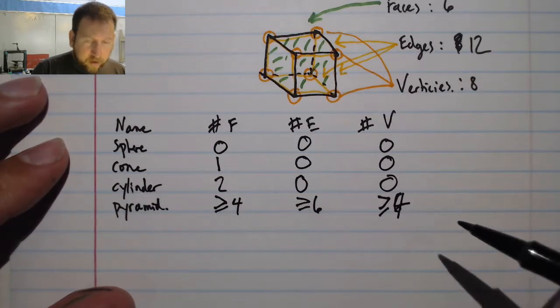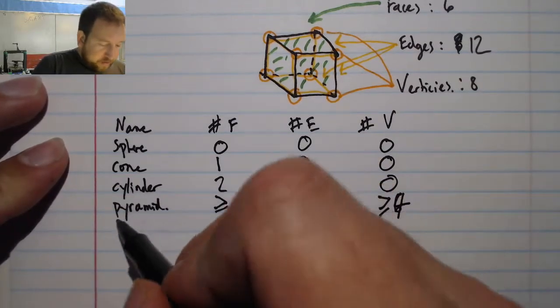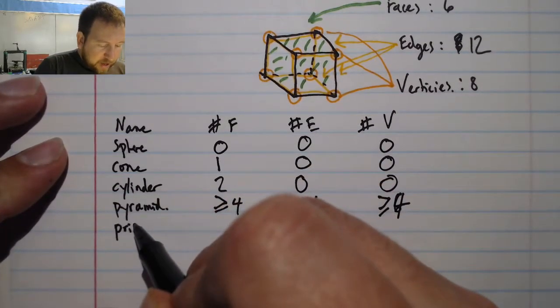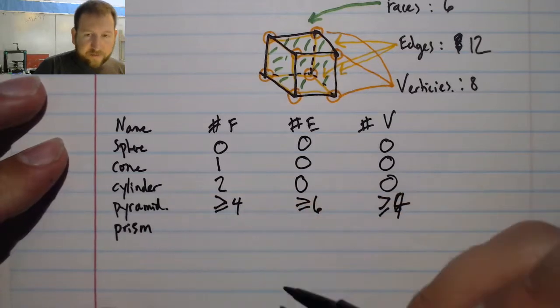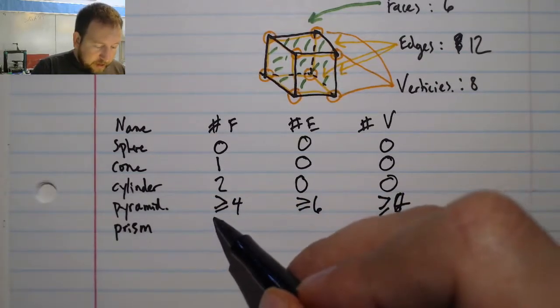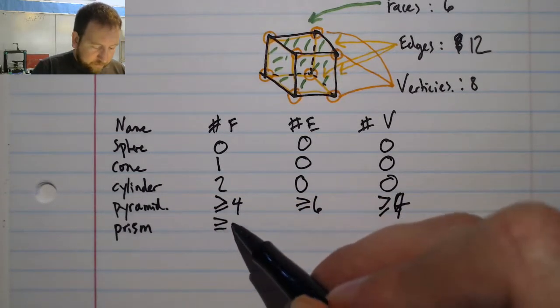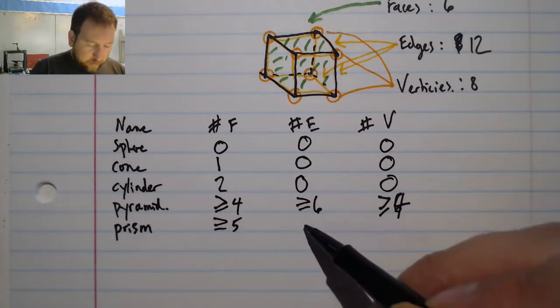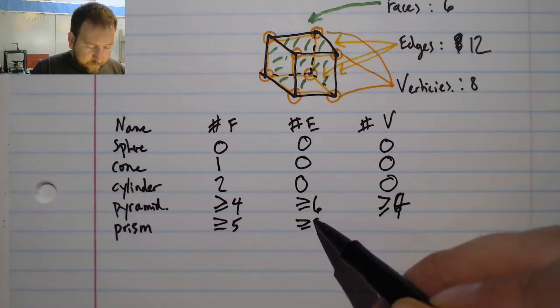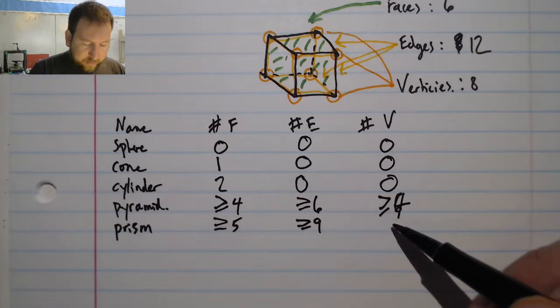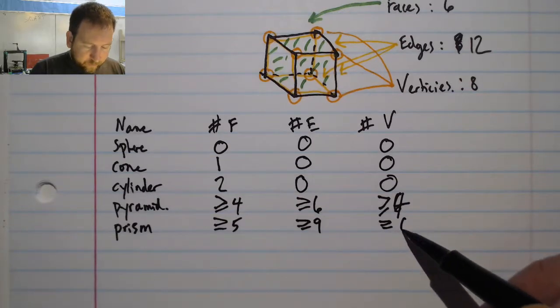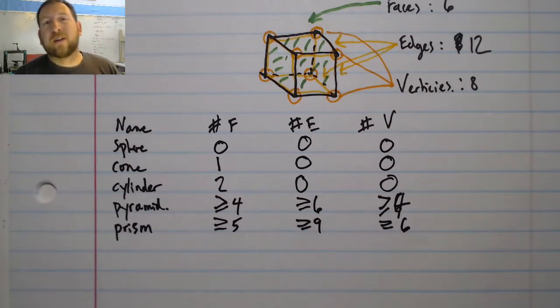Sorry. And we also had those prisms. And we can have a lot of prisms. There's a lot of different kinds. So again, here we need at least 5. We're going to have at least 9. And at least 6. So you can see they're going to be building up much higher.